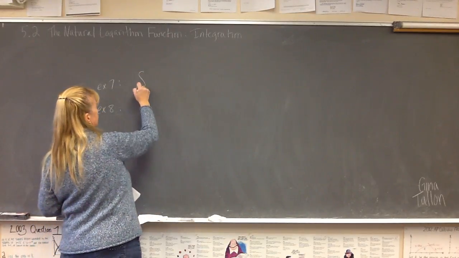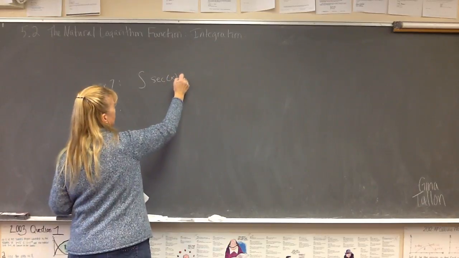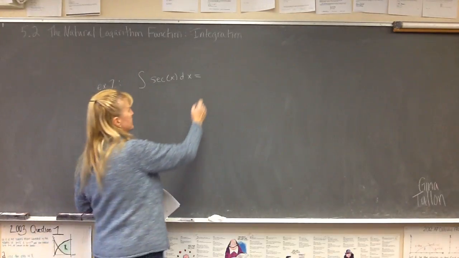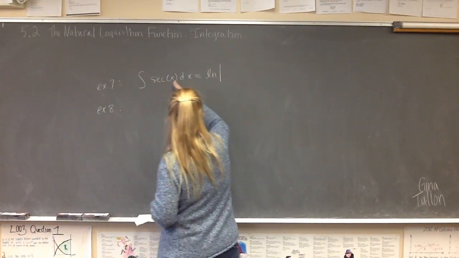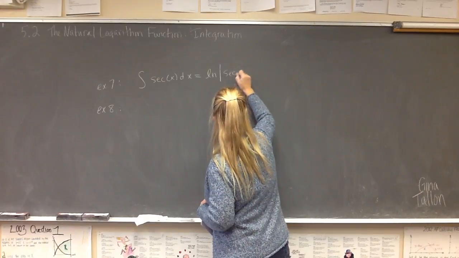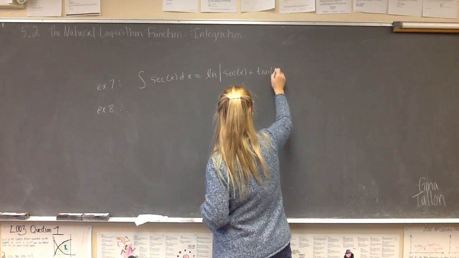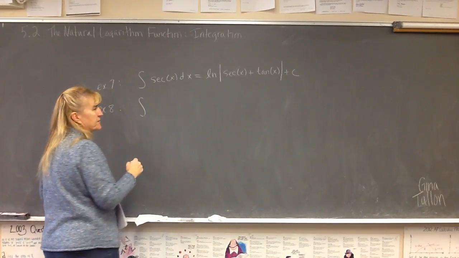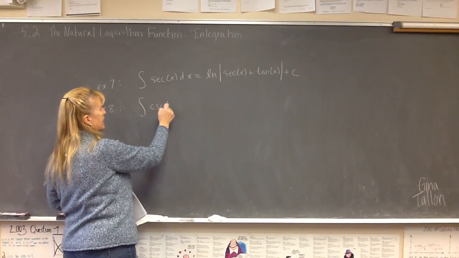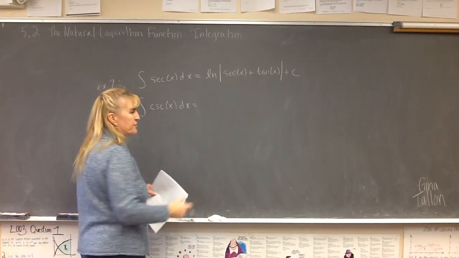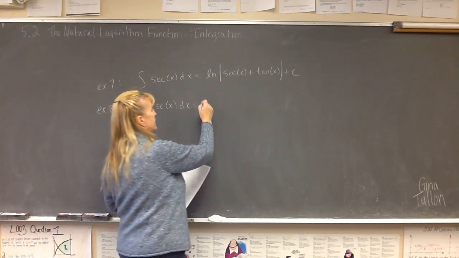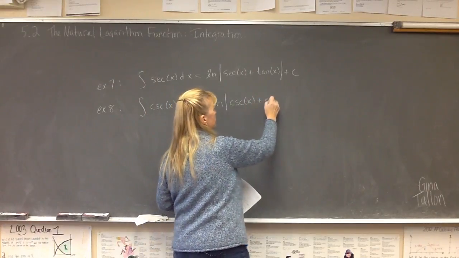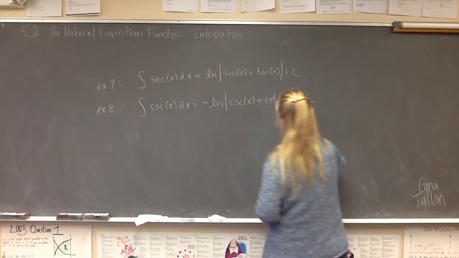So example 7 was the fact that the integral of secant of x with respect to x is going to be given as the natural log of the absolute value of secant of x plus tangent of x, plus c. And example 8 we just finished is going to give us the fact that the integral of cosecant of x with respect to x is going to equal the negative natural log of the absolute value of cosecant of x plus cotangent of x, plus c.